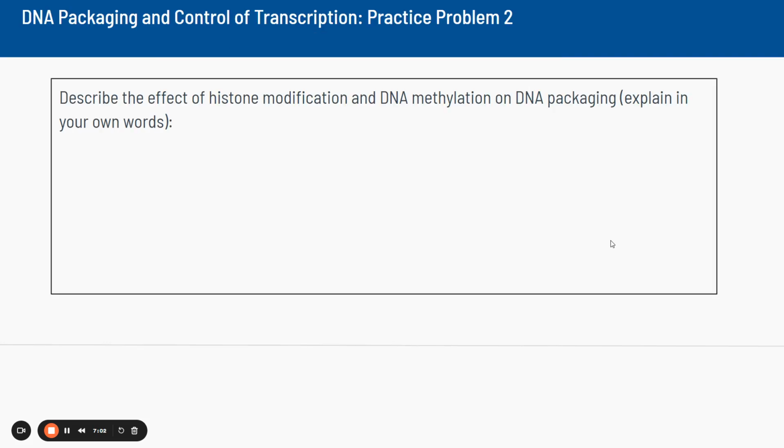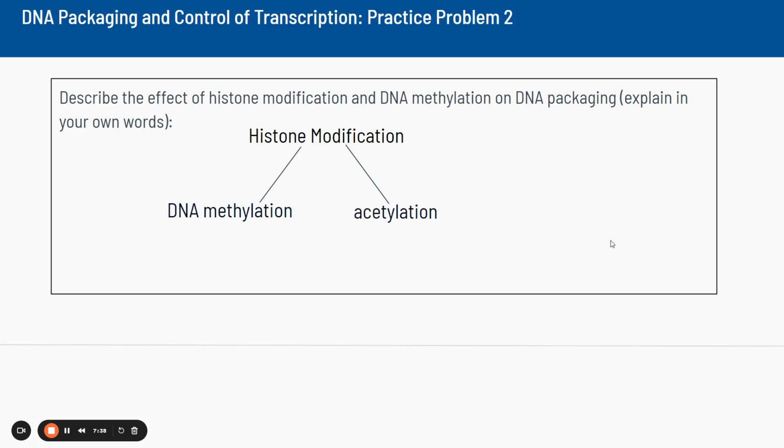All right, so describe the effect of histone modification, including DNA methylation on DNA packaging. So make sure you're explaining this in your own words. In short, I'm not expecting you to have this on your notes. You can have this in addition to your response, but just having this, you will not get credit for your guided notes. So just in short, histone modification includes loosening and tightening of DNA. DNA methylation will tighten the DNA to prevent transcription from happening, and acetylation will loosen it.